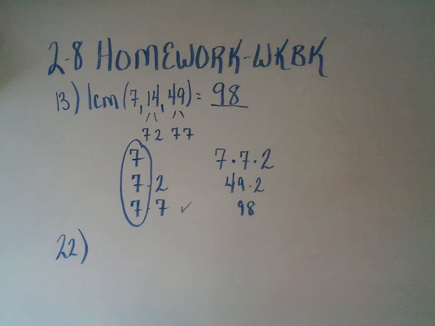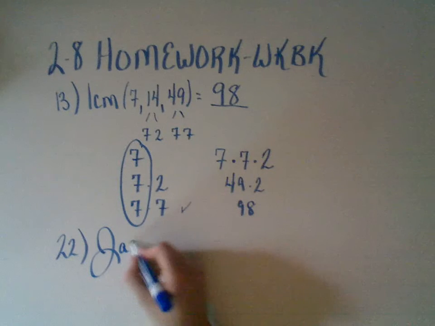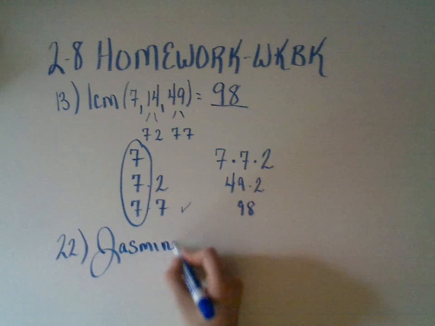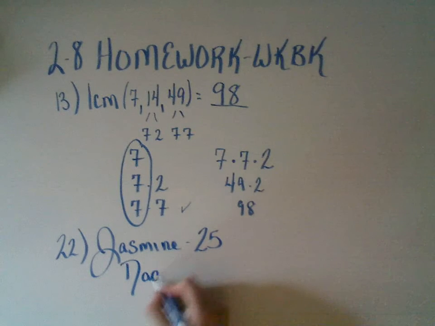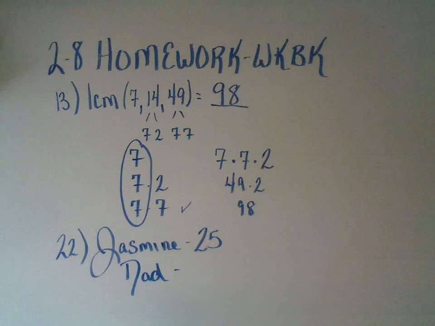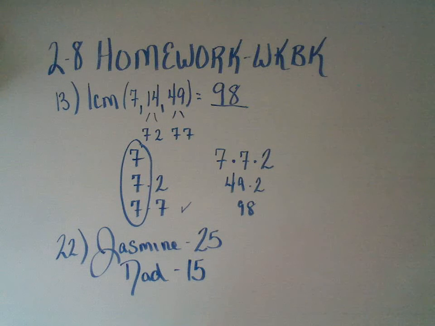So in number 22, which is what we're going to go to, it says here that Jasmine is helping her father plant trees to create a border around the backyard. Jasmine is planting a tree every 25 minutes. Meanwhile, her dad is planting a tree every 15 minutes. And they started together, and they want to know how long before they would finish planting a tree at the same time. Well, it's in the section about least common multiple, and we've got two numbers, so let's find the least common multiple of 25 and 15.